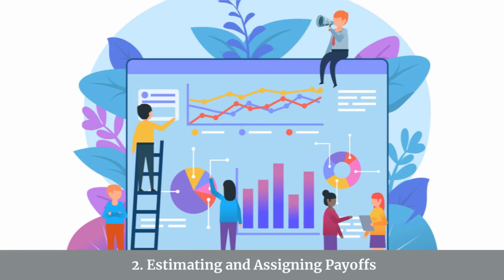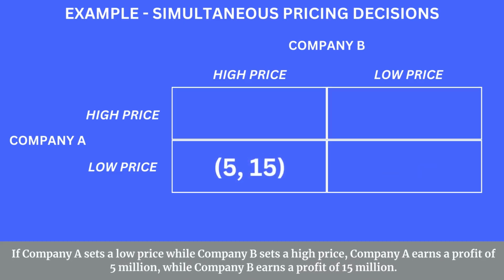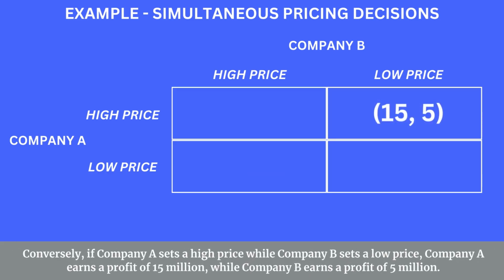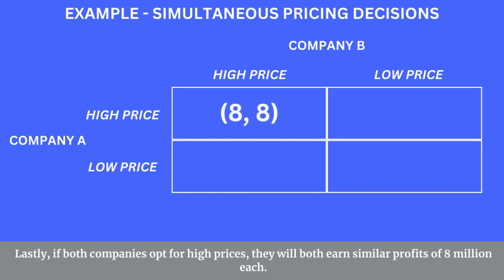2. Estimating and assigning payoffs. In this game, if both companies set low prices, they each earn a profit of 7 million. If Company A sets a low price while Company B sets a high price, Company A earns a profit of 5 million, while Company B earns a profit of 15 million. Conversely, if Company A sets a high price while Company B sets a low price, Company A earns a profit of 15 million, while Company B earns a profit of 5 million. Lastly, if both companies opt for high prices, they will both earn similar profits of 8 million each.